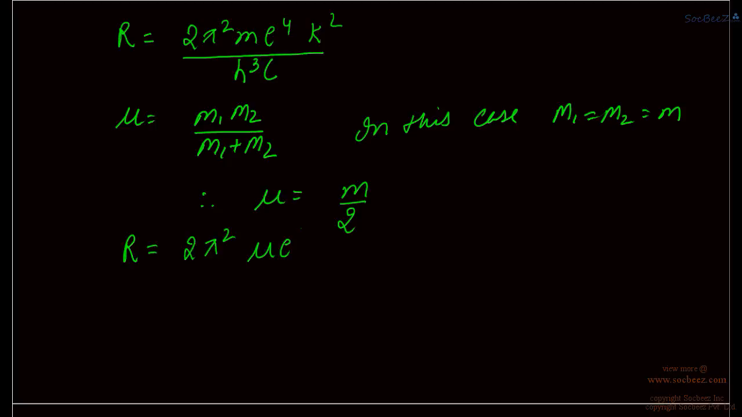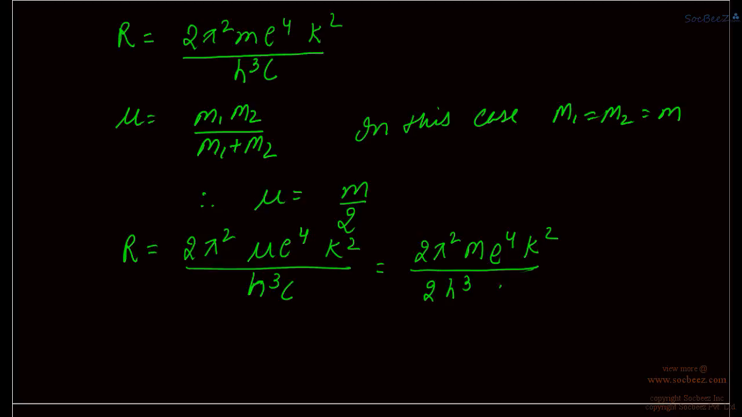So the value of R in this case is 2 pi square mu e raised to the power 4 k square upon h cube into c, or substituting the value of mu, we get 2 pi square m e raised to the power 4 k square upon 2 h cube into c, or it is RH by 2. So the new value of Rydberg's constant is RH by 2. So from here the value of R is 54868.5 per centimeter.